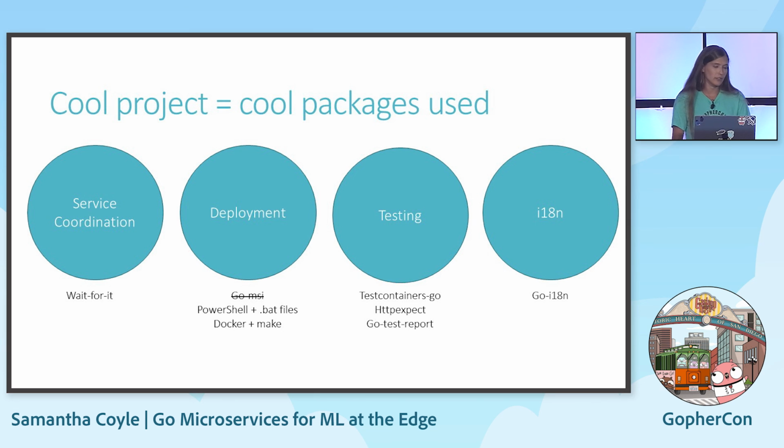And a cool project means cool packages. So we saw for service coordination that wait for it Go package. For deployment, we saw the Go MSI package that we then switched away from to a more PowerShell and .bat file approach for the data plane, and the control plane included Docker and make commands. For testing, we saw 3 packages: the test containers for Go package, HTTP expect, and the Go test report package. And then for internationalization, we saw that Go I18N package.